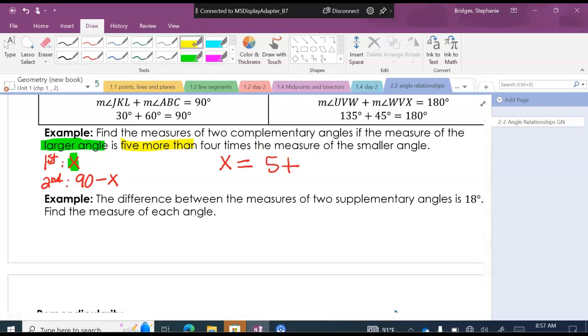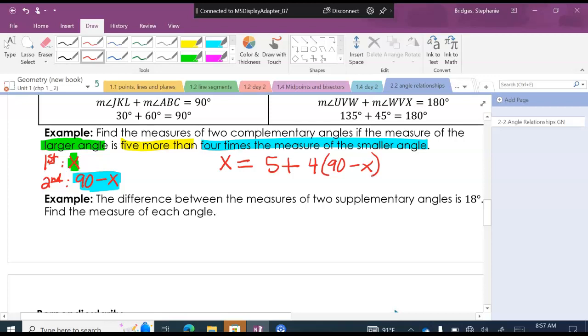And then it's 4 times the smaller angle. Okay, the smaller angle is going to be this one. So I would do 4 times, how did I represent my smaller angle? 90, not just 90, but I blue highlighted it. 90 minus x. Is everybody okay with that? Okay, we let the x be our larger angle. So x is, that's what equal is, 5 more than, that's 5 plus 4 times the smaller angle. The smaller angle is not the larger one, so the 90 minus x.